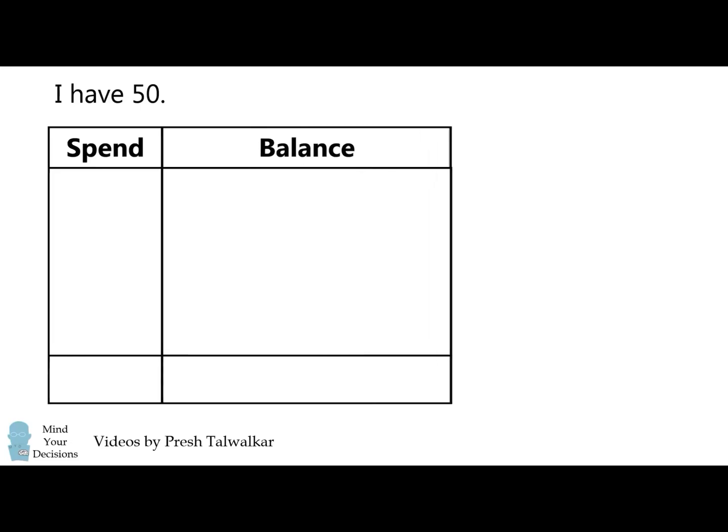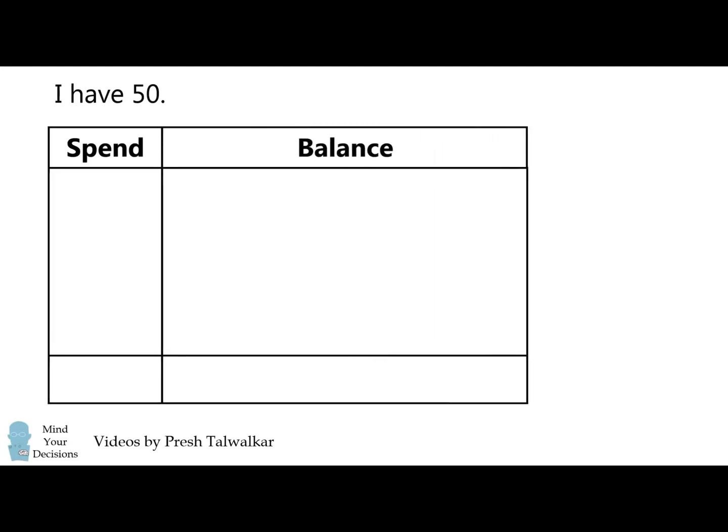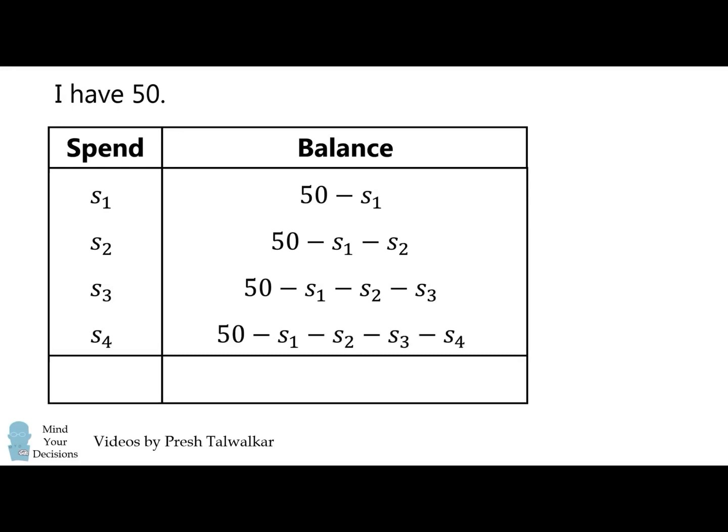Let's think about this problem a little bit more abstractly. Let's suppose we spend S1. Our balance will be 50 minus S1. If we then spend S2, we have a balance of 50 minus S1 minus S2. If we then spend S3, we subtract S3 from the balance column. We then have S4 and subtract that. The total amount in the spending column will be the sum of these spending amounts.